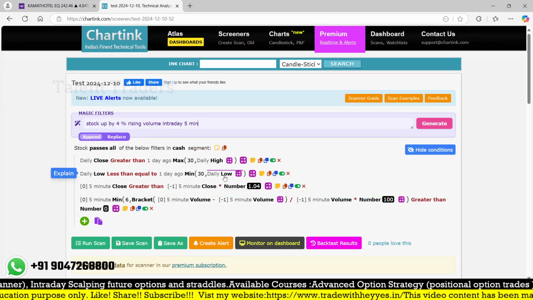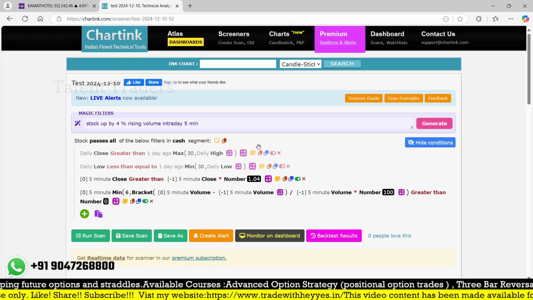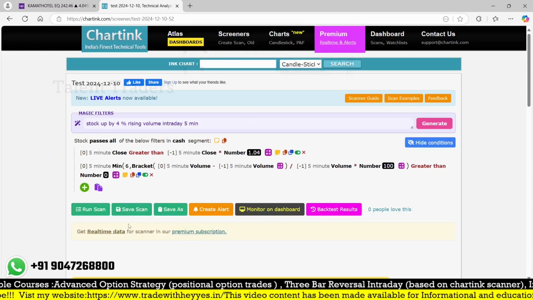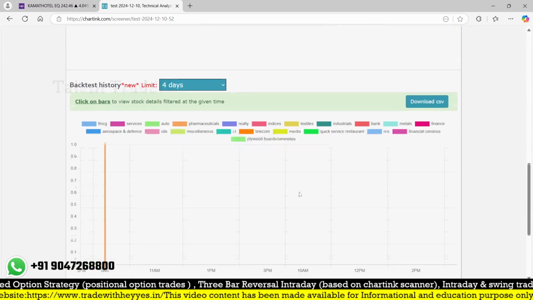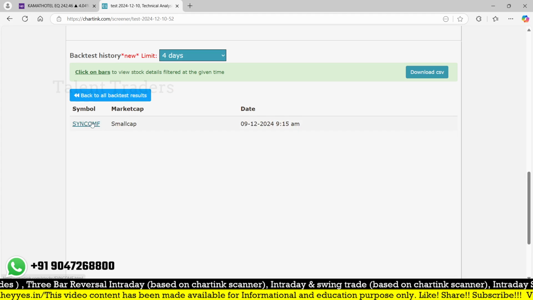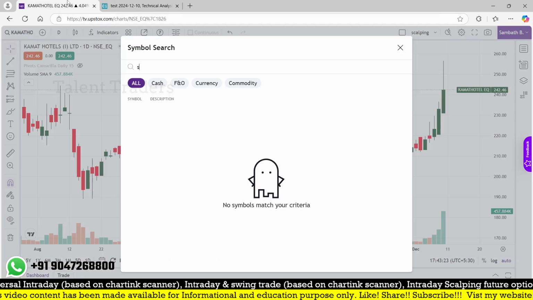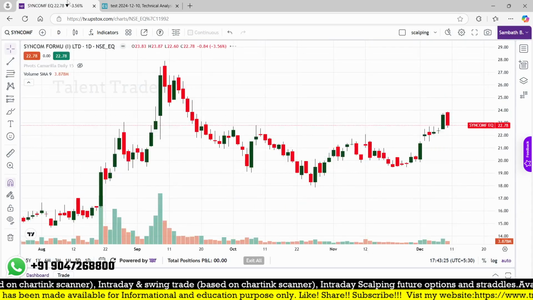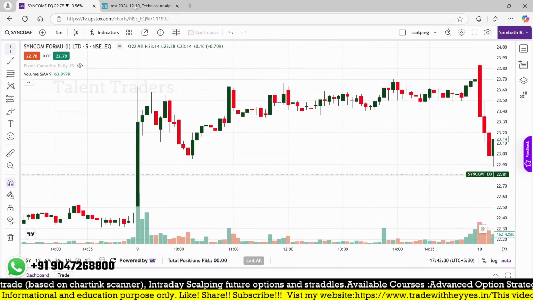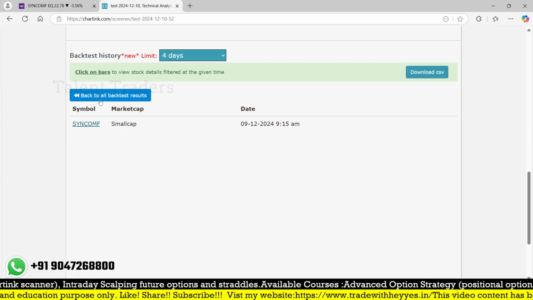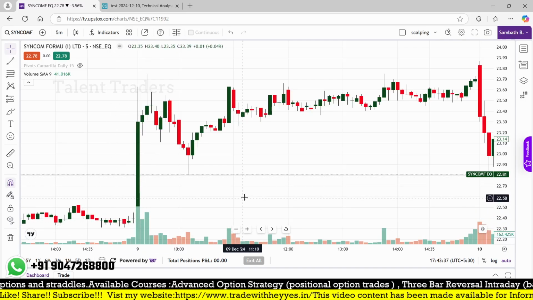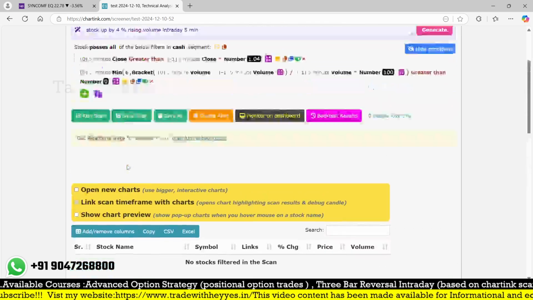Yes, let us create, and I'm just hiding this because this is an old one. Instead of hiding, I'm just removing this. And if you add this, only one stock was happening on 9th December, Syncom, 5 minutes. What would be the time frame? 9:15, compared to the previous volumes it's showing you. But intraday you should track on the live market.